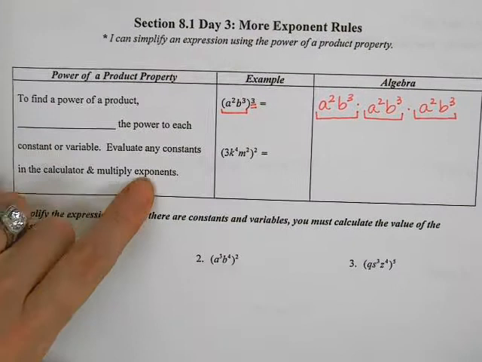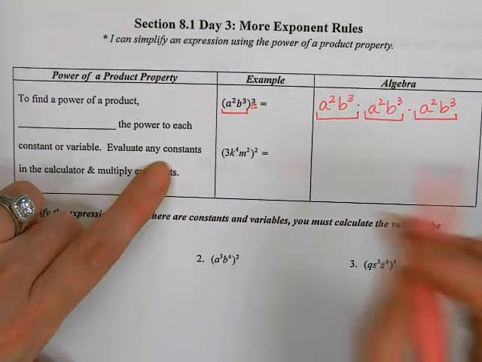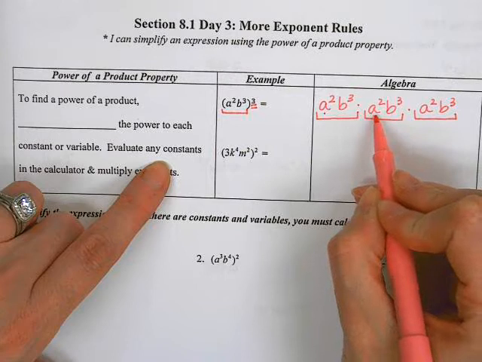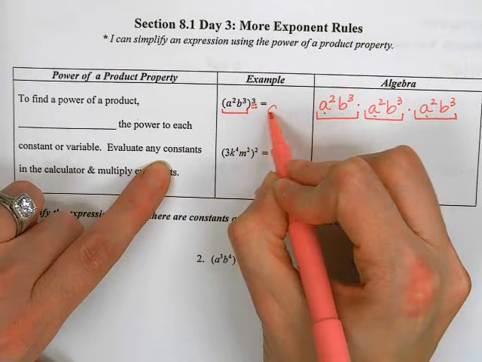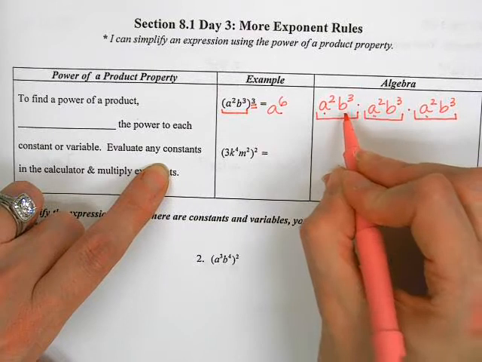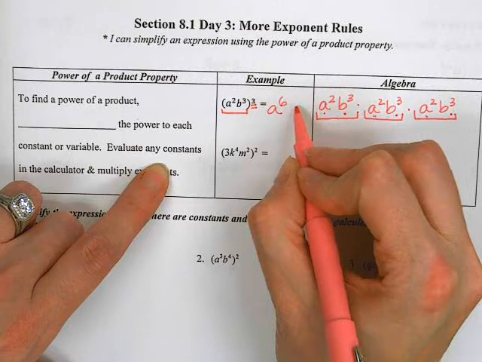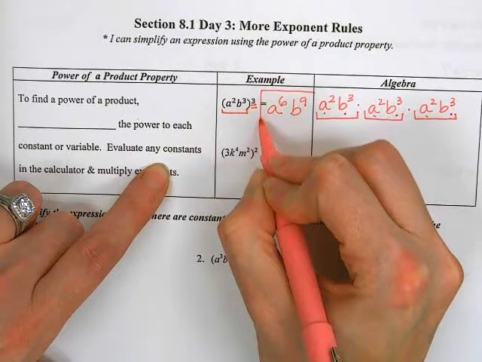Okay, now using your rules from before, how many total a's? 1, 2, 3, 4, 5, 6. So we have a to the 6th. And how many total b's? 1, 2, 3, 4, 5, 6, 7, 8, 9. Okay, so that's your answer for the first one.